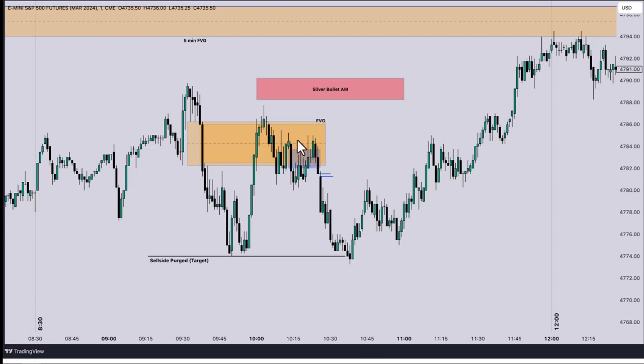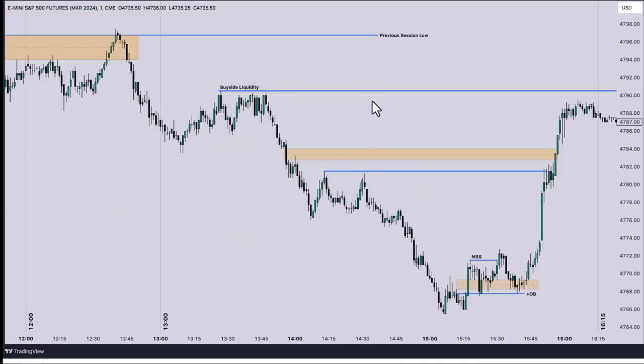Within this area, the stop loss would have been above this one or above this one, so would have worked out either way. I was expecting the volume imbalance to be revisited, but it didn't, which is different. But eventually it gave it the ghost and kind of took out the sell side. Great trade. So here we have the PM session.